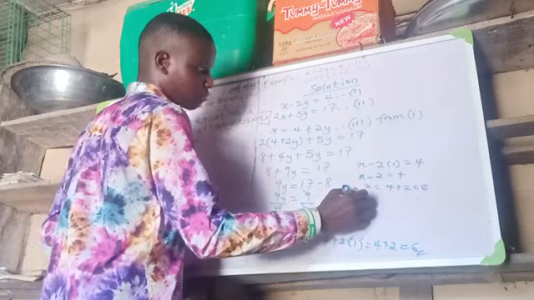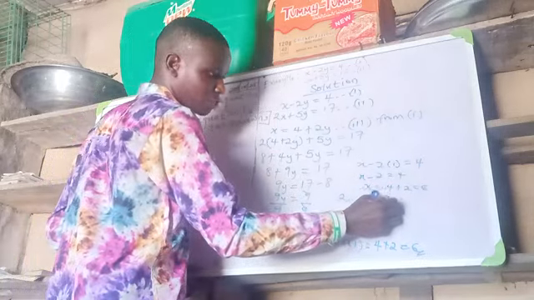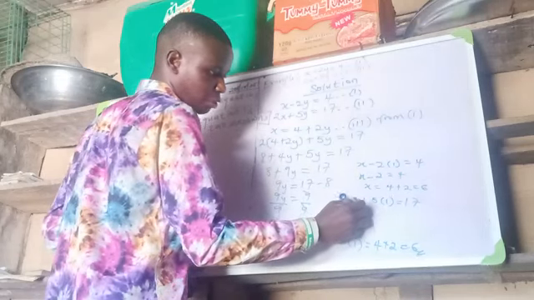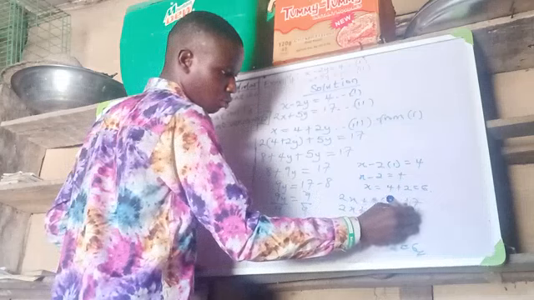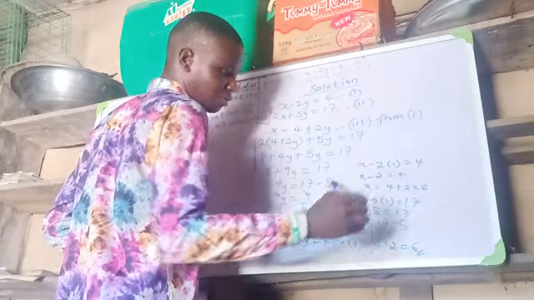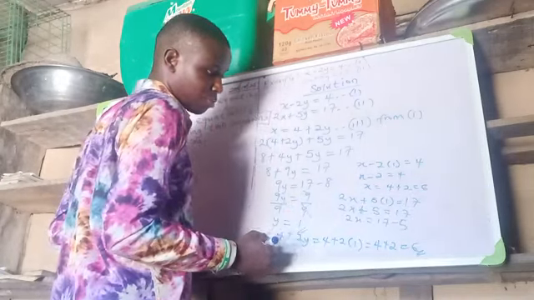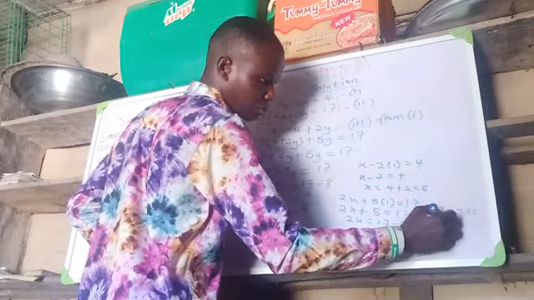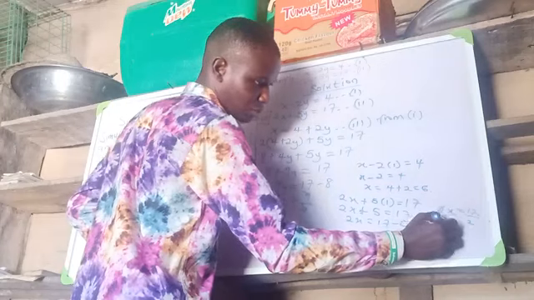Then you have 2x plus 5, y is 1, equal to 17. So you have 2x plus 5 equal to 17. 2x will be equal to what? 17 minus 5, right? 17 minus 5 is what? 12. So 2x is equal to 12. Divide both sides by 2. X is equal to what? 6.